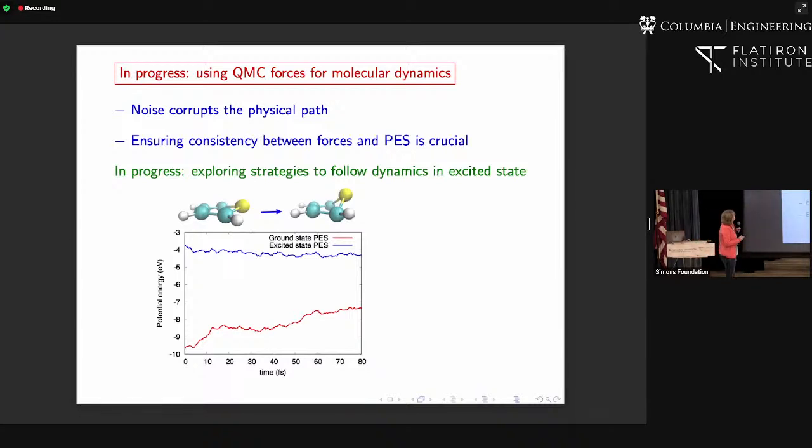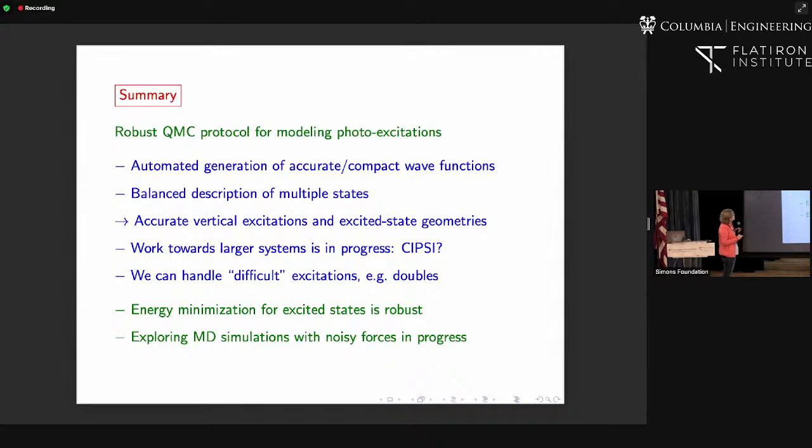So in summary, what I showed you is that we have been working hard on a QMC protocol for modeling photoexcitation. Using SelectSCI, we can compute accurate and relatively compact wave functions. We can have a balanced description of multiple states. We can get accurate excitations and geometries in the excited state. We are moving towards larger systems, but of course, SelectSCI is exponential. So at some point, I will be able to include maybe 1,000 determinants, and that might not be enough. We have some ideas how to further compactify this CI expansion, but that's surely going to become a problem.